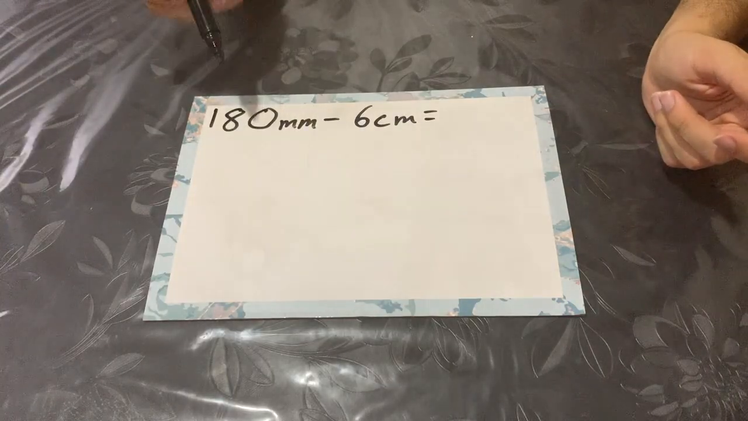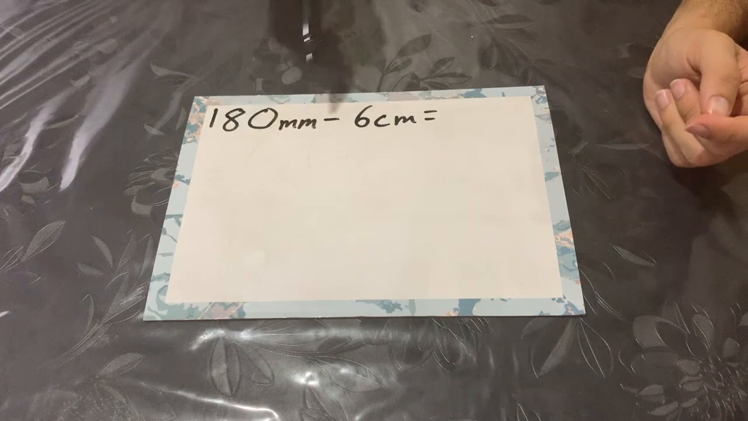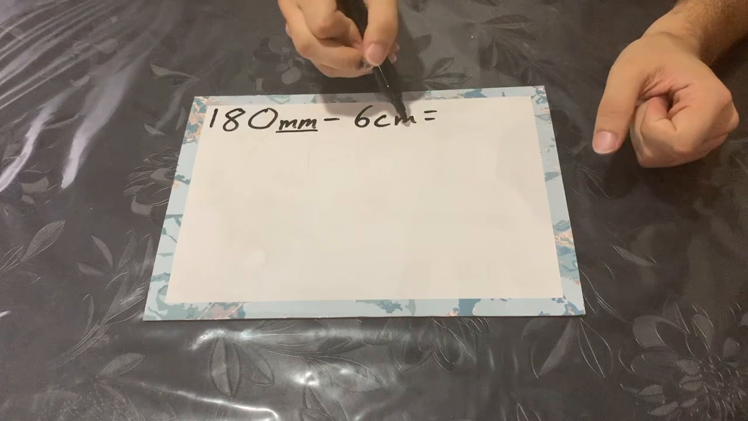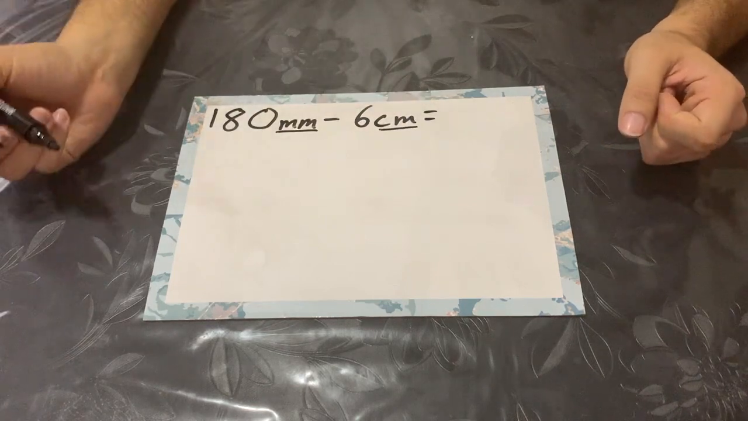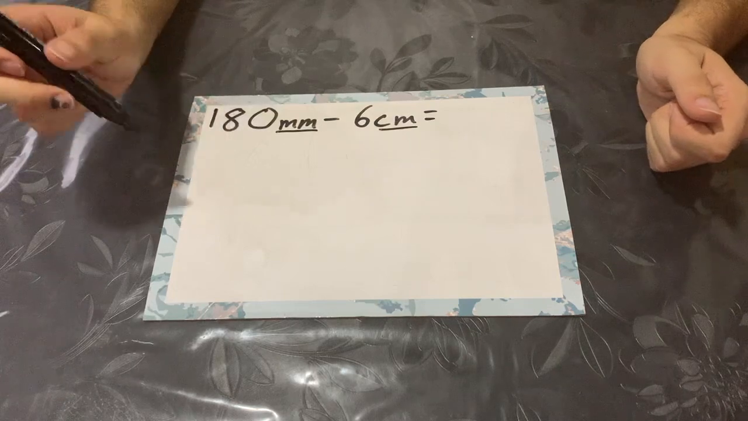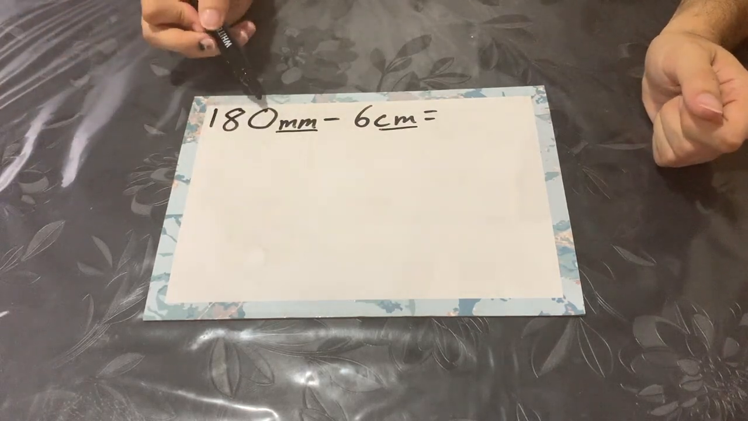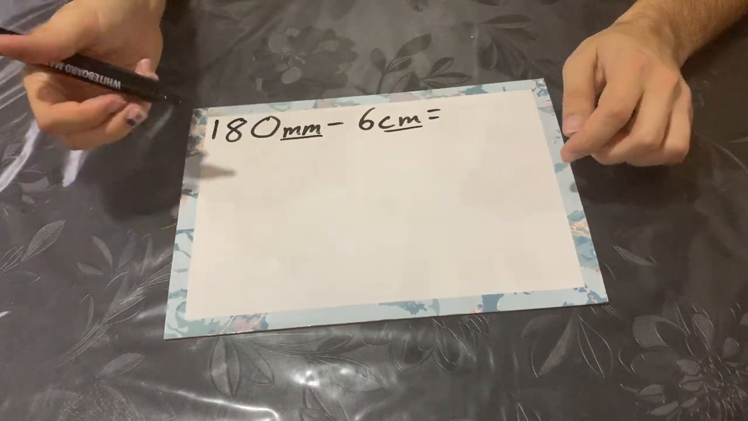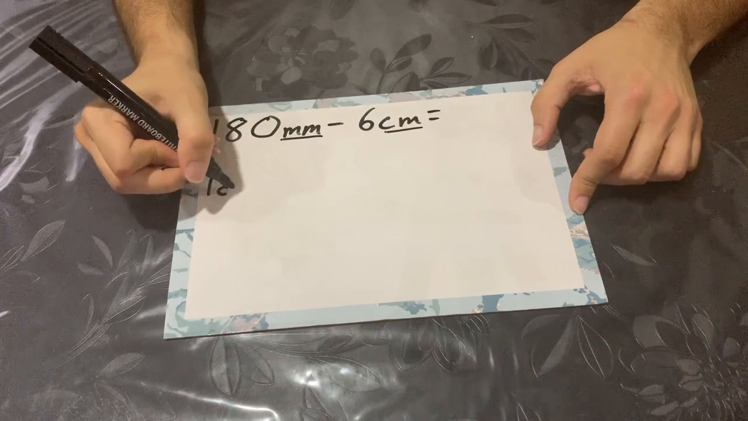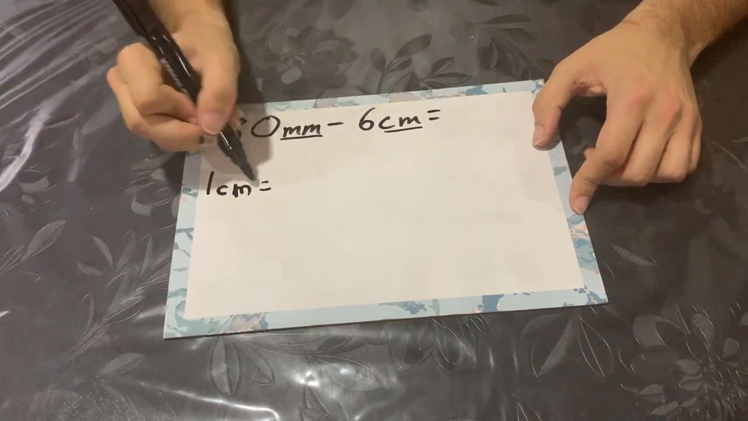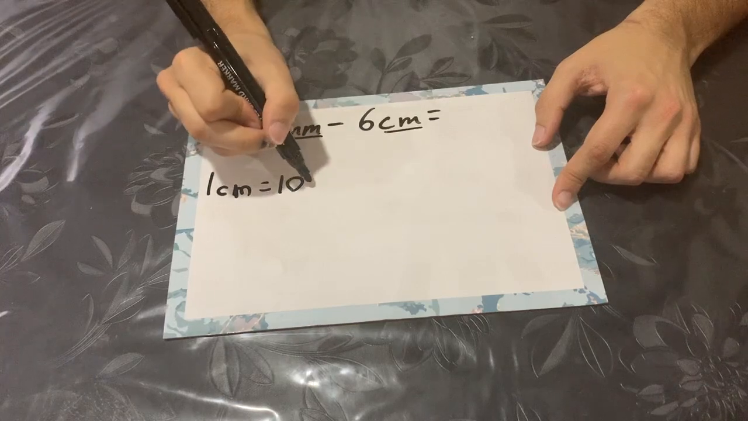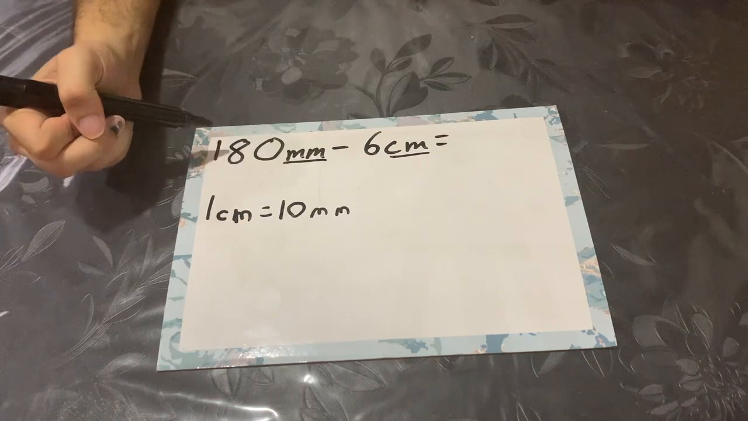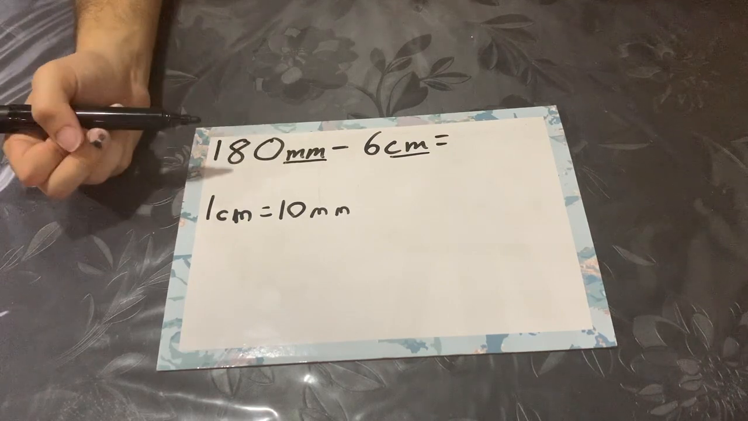Now, the next question, I can see that I've got two different units of measurement. So I've got 180 millimeters and 6 centimeters, which means to make the question easier, I'll need to convert one of them. So I'm going to convert my 180 millimeters into centimeters because I think that'll be easier. Now I know that in 1 centimeter there are 10 millimeters. So that means that I need to divide 180 by 10.